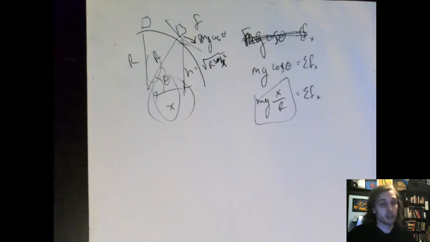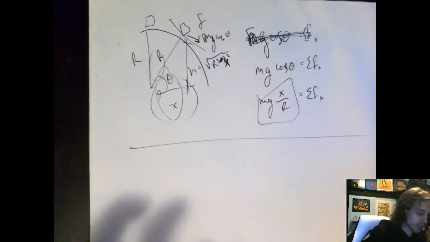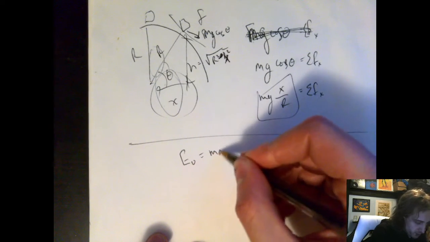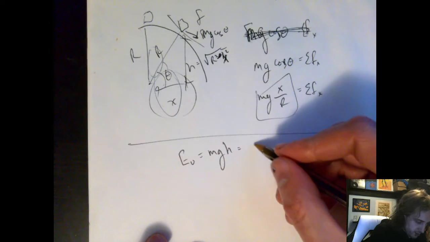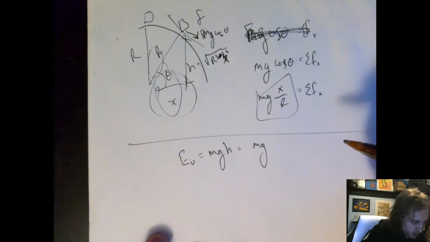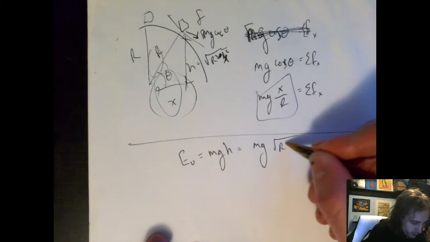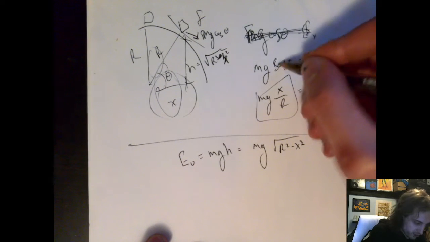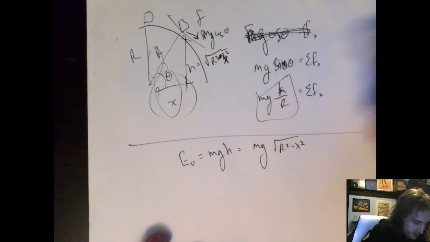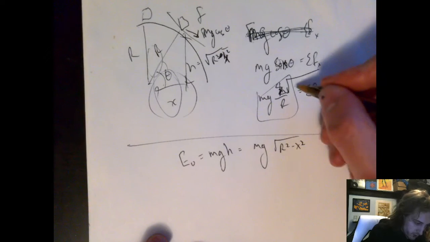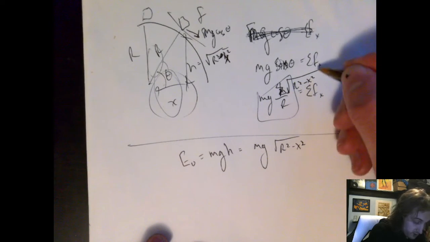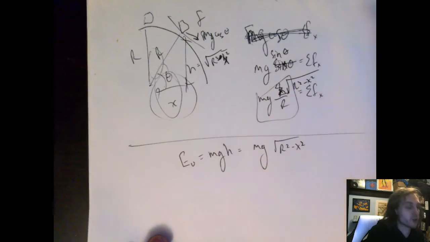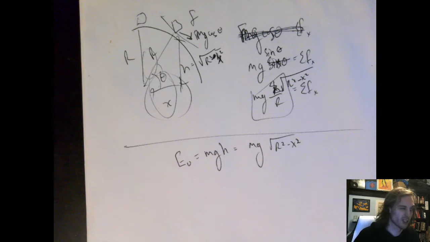But I do want to try it a second way using energy. And so using energy, what we can say is that our potential energy is equal to mgh. And h is equal to the square root of r squared minus x squared. Did I do this wrong? Yes, this actually should be sine theta, not cosine theta. So this is h over r, so this is the root of r squared minus x squared. Sorry about that. The force going down a hill is mg sine theta instead of mg cosine theta.